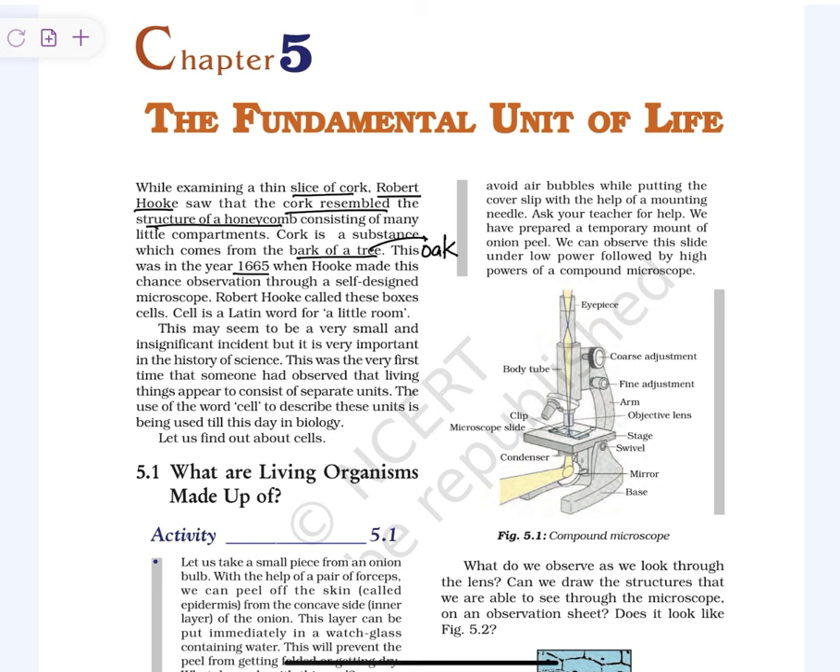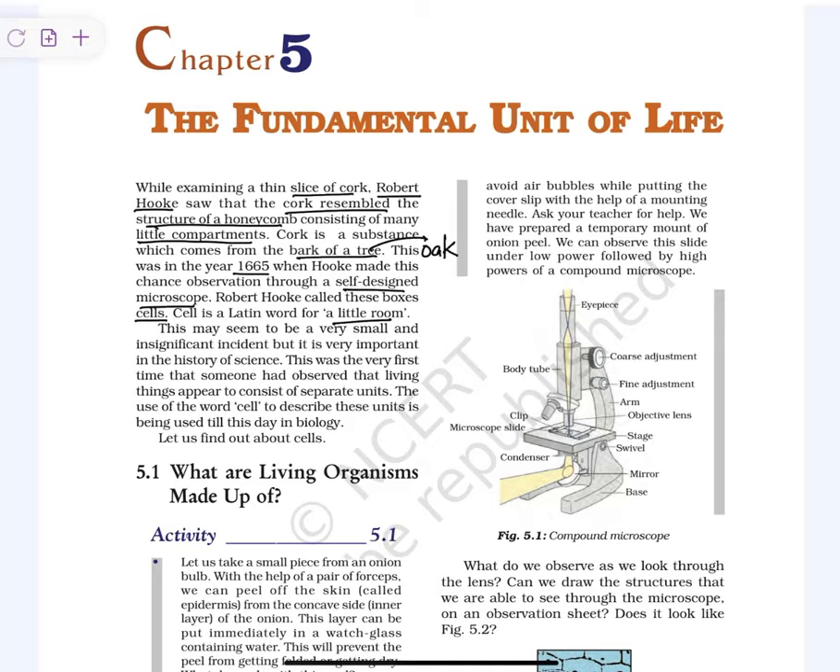So he saw that, just like the structure of a honeycomb, cork also consists of many little compartments, meaning many little areas, small spaces, small box-like structures. He examined this through his own self-designed microscope. And Robert Hooke called these boxes, these little compartments, those small spaces, those areas, cells. Cell in Latin means a little room. That's why he named them cells.